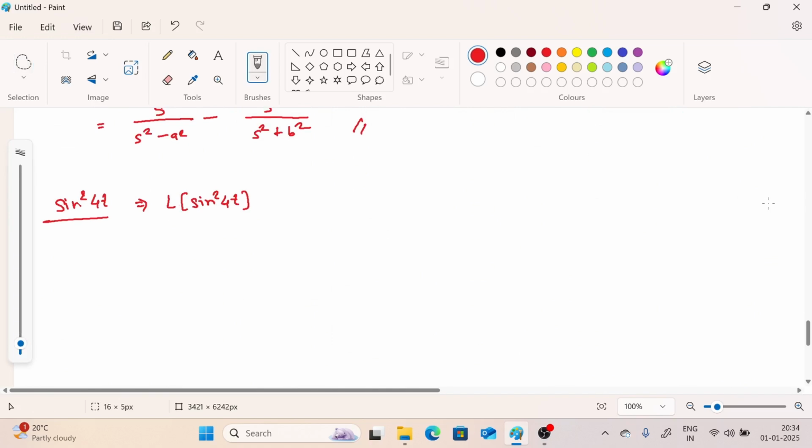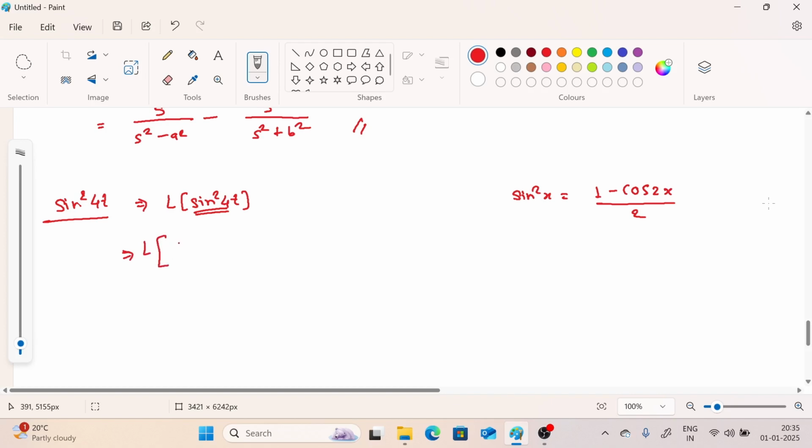So what do we need to do? We have to find the Laplace of sine square 4t. In trigonometry we learned that sin square x is equal to (1 minus cos 2x) upon 2. This is the standard formula which we learned in 11th and 12th standard. We are going to use the same formula here.